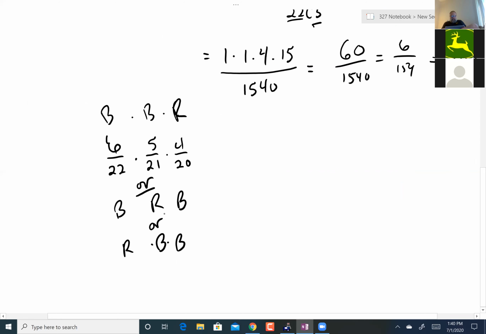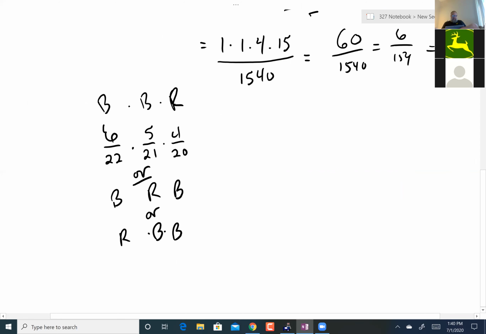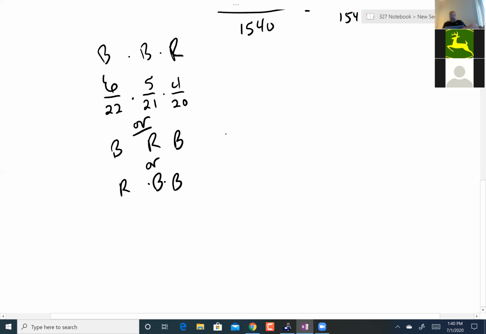Okay. Now think about that. When you look at this, this one's still going to be 6 out of 22. But this would be 4 out of 21. This would be 5 out of 20. And this one would be 4 out of 22, 6 out of 21, 5 out of 20. But when you do the math, the bottom is the exact same number, 22 times 21 times 20.